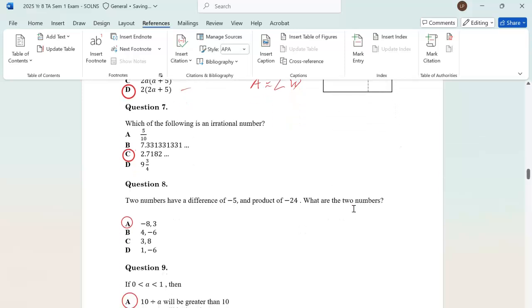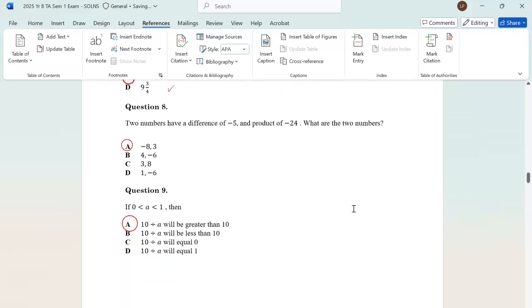An irrational number has no pattern or no exact value. This one here has a value. This has a value. This one here has a pattern: 331, 331, 331. So that's recurring. That's recurring. This one has no pattern. So the irrational one is that one.